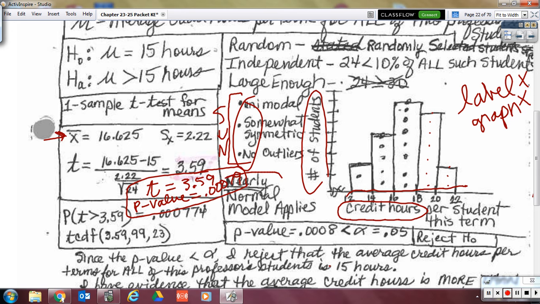Okay, so then the nearly normal model applies. The nearly normal model applies. Okay, all right, questions then there.